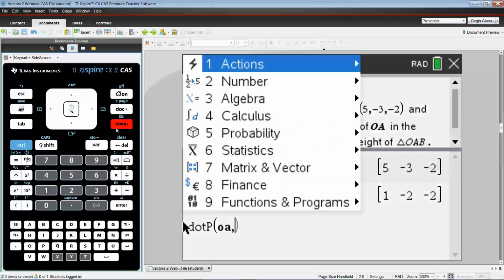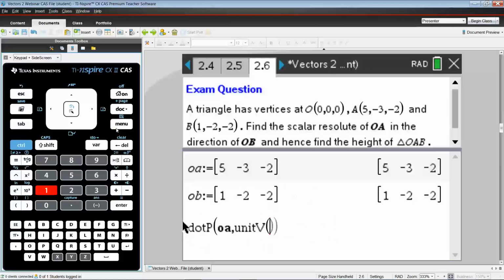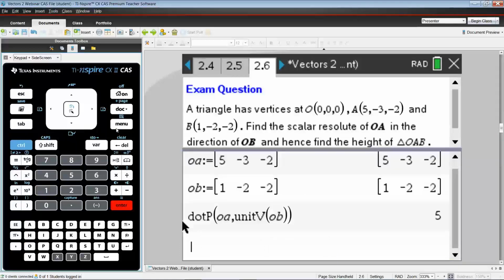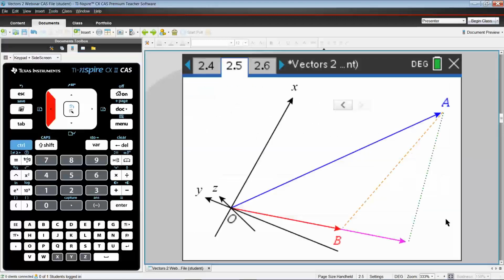So menu 7C1 unit vector of OB. There we go. So that is 5. So 5 is the length of the shadow. It's basically from O all the way up this magenta vector that has a length or a magnitude of 5.